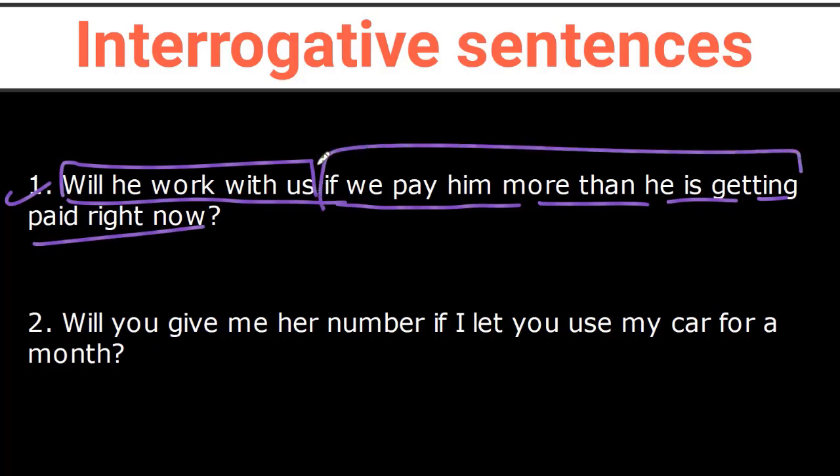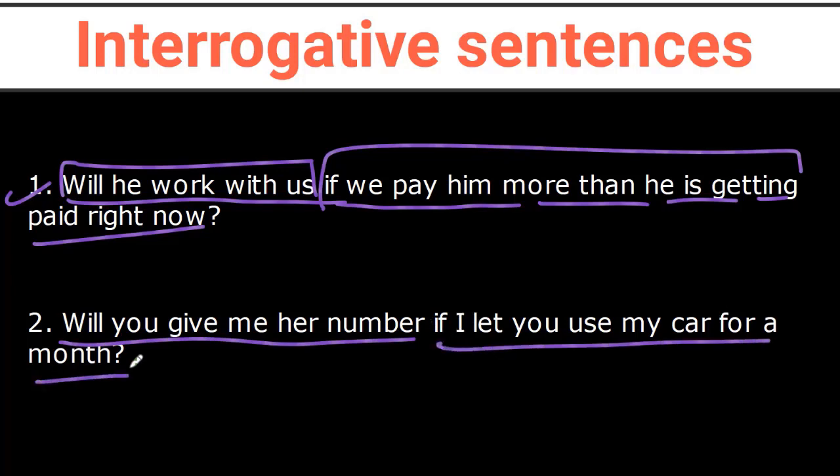will he do this? Will you give me her number if I let you use my card for a month? So I want Sneha's number, let's say, and you're not giving me her number. How rude of you, not being a good friend. And I think if I do something for you, you will give me her number. So I want to lure you into giving me her number. All right. So I lay down a condition which works for you, which is good for you, which has something positive for you.